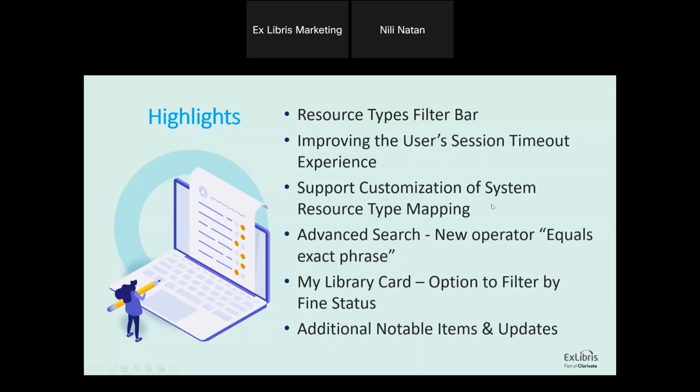For the Primo VE, we are giving more flexibility to customize the mapping of a system resource type. So far, there was the ability to do it for local resource type. Now, also custom resource type, system resource type can be customized.